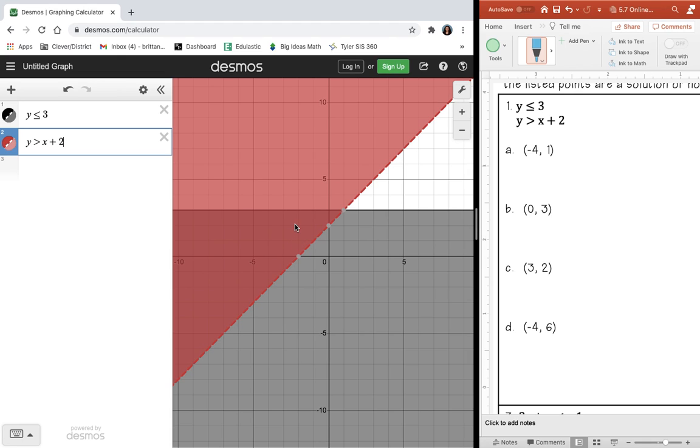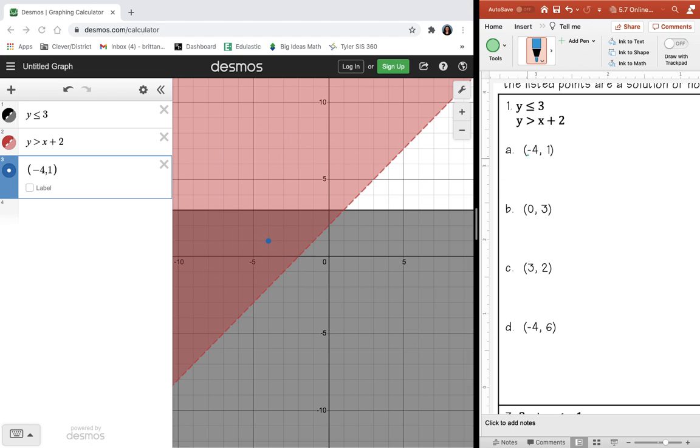So I'm going to go ahead and type in these points actually into Desmos, and I want to see where they land and determine whether that means it's a solution or not. So I'm going to first type in -4, 1, comma 1. And I see that my blue point here, it does go in my overlapped region. So since it's in my overlapped region, this will be a solution.